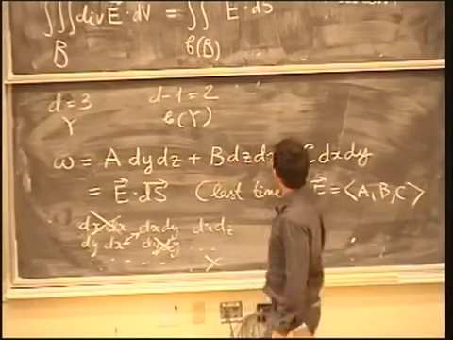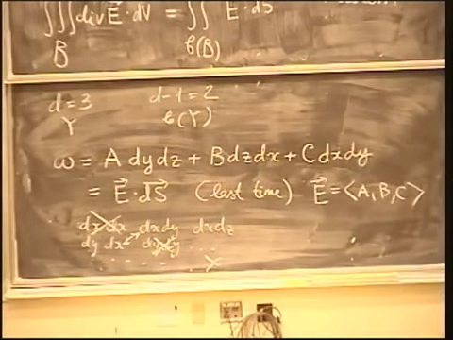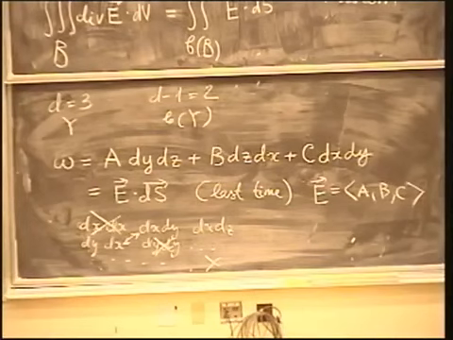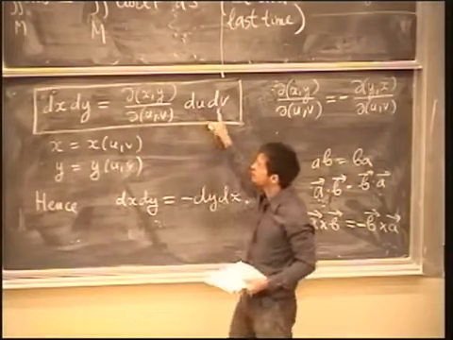For example, let's talk about this term. If you have this term, you just write for dx dy this expression. In other words, you parameterize your surface by auxiliary variables u and v, and you write dx dy like this.